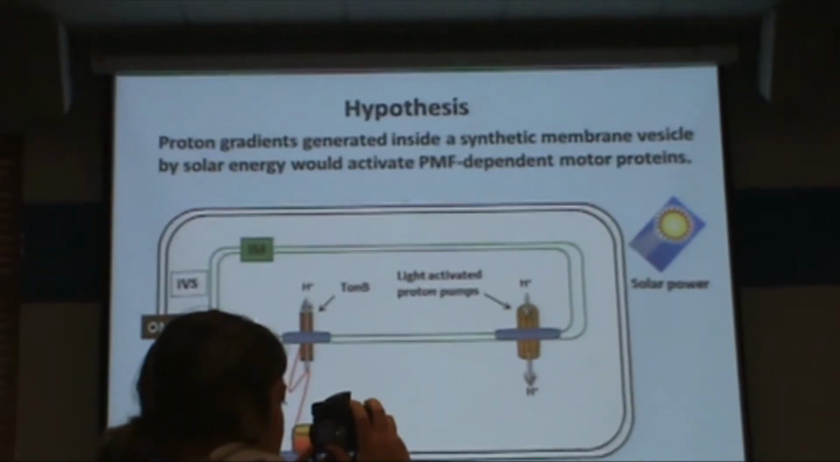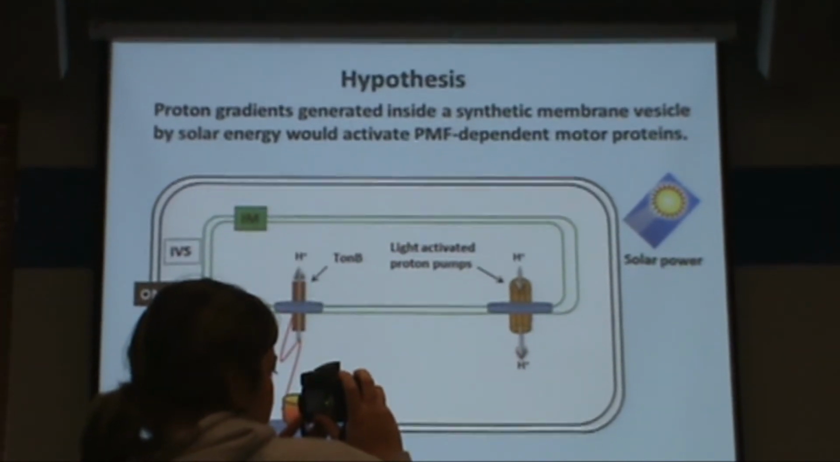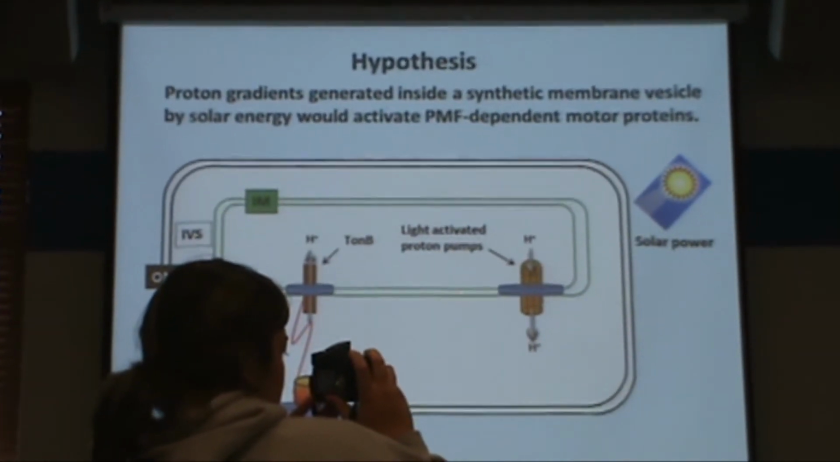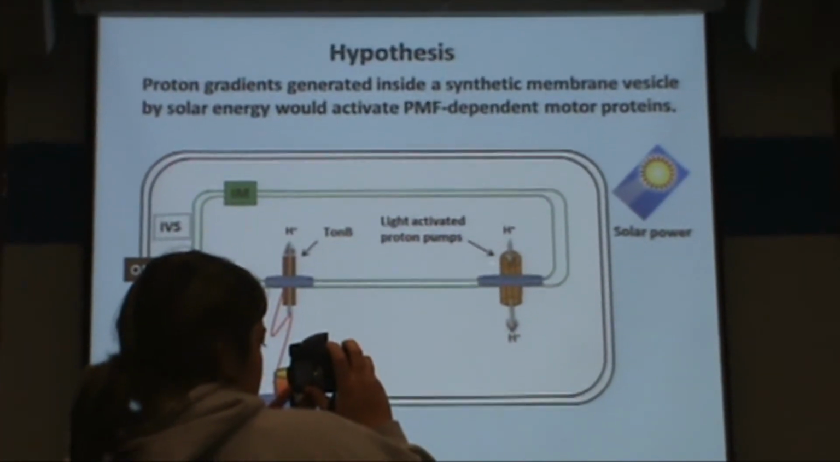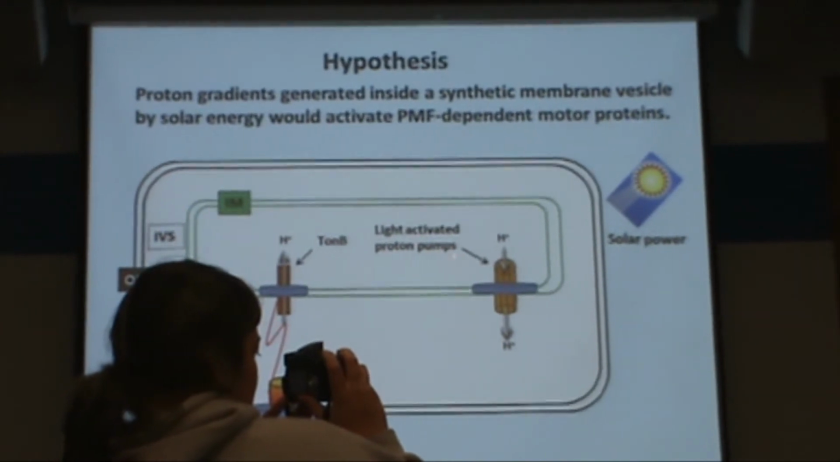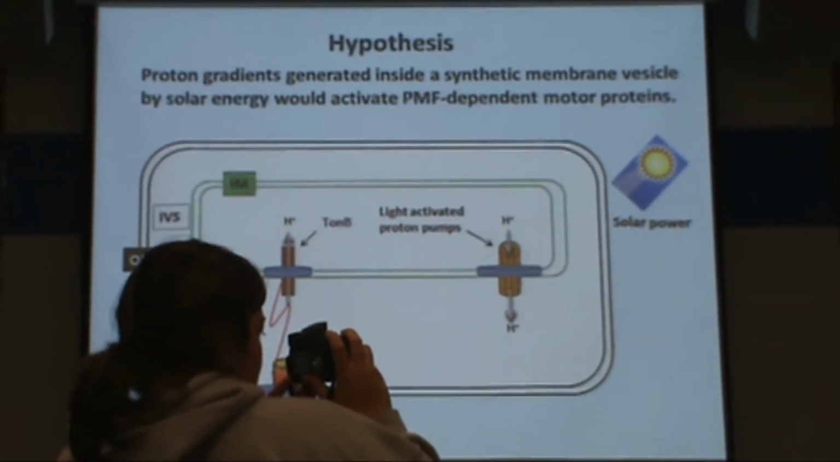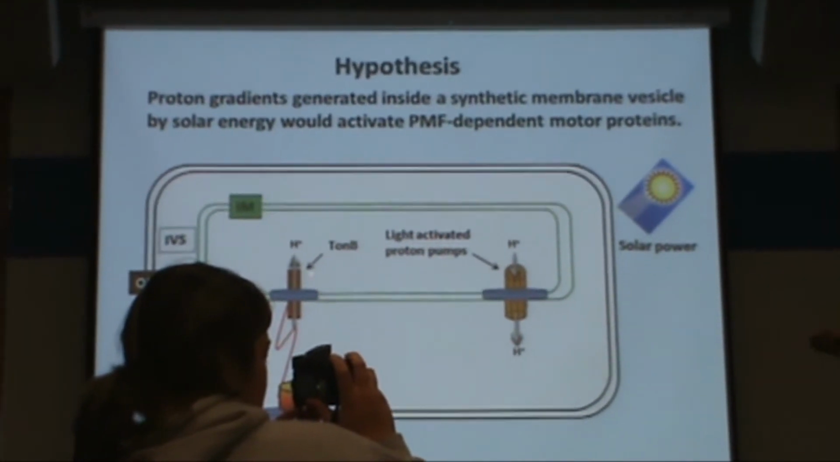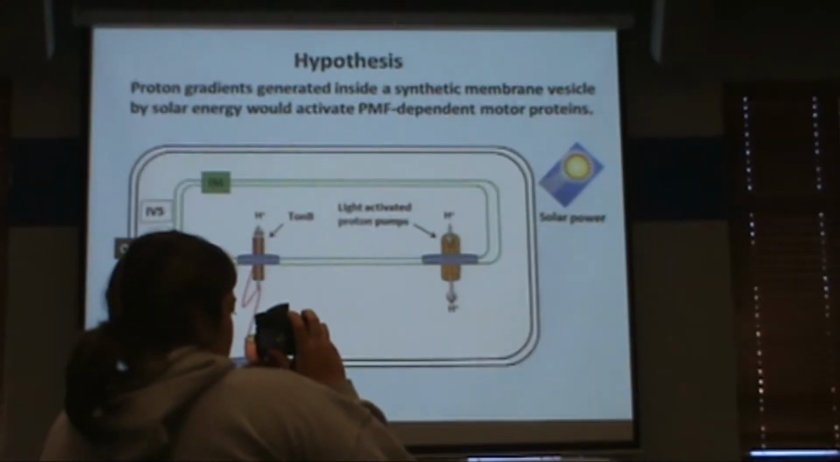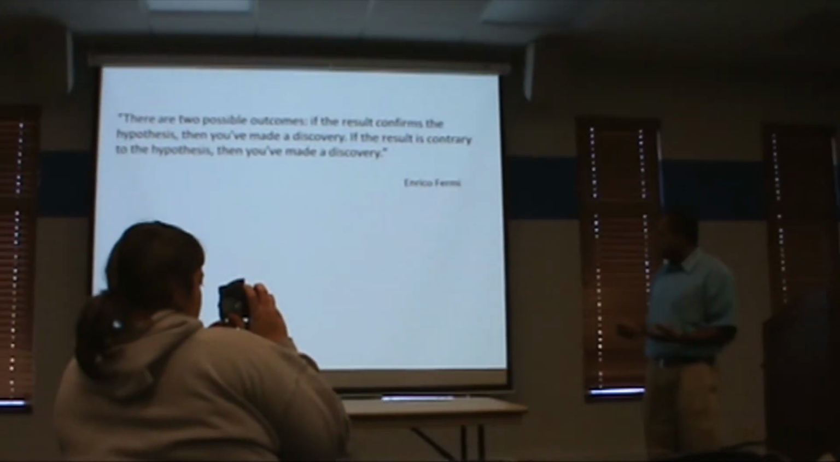To show this verbal hypothesis pictorially, you can see that you have an outer membrane and an inner membrane, and in the inner membrane you have a proton-pumping protein like bacterial rhodopsin, which can generate a proton concentration gradient, and that will be used by TonB to activate this TonB-dependent receptor. So this is the hypothesis we are putting forward.